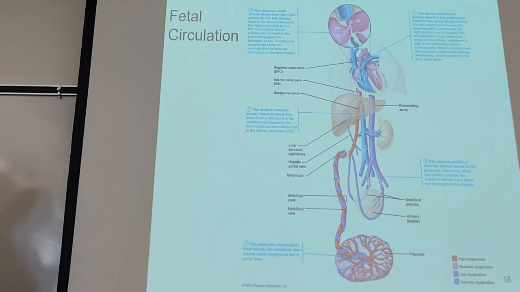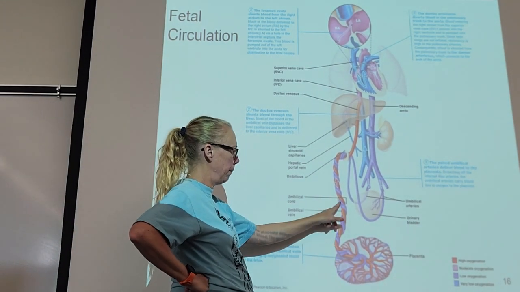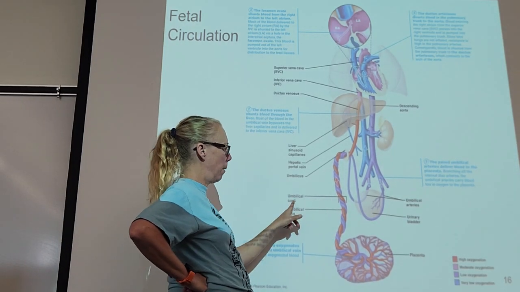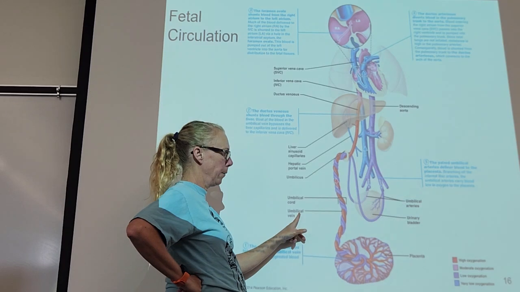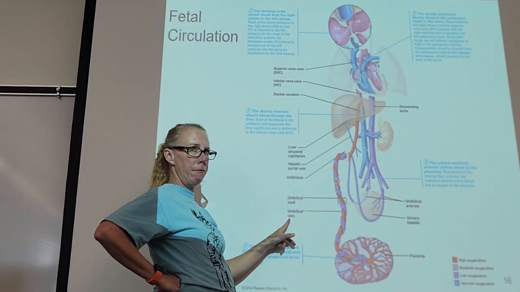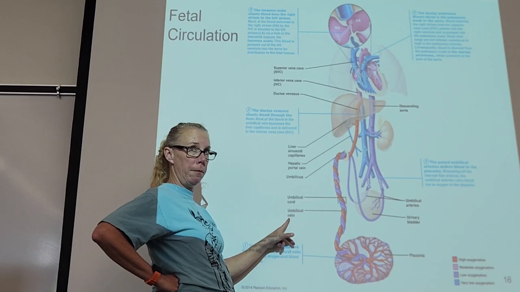Okay. So coming from the placenta, we have the umbilical cord, right? And the umbilical cord has umbilical arteries and umbilical veins. What's the definition of a vein again? Takes blood back to the heart.